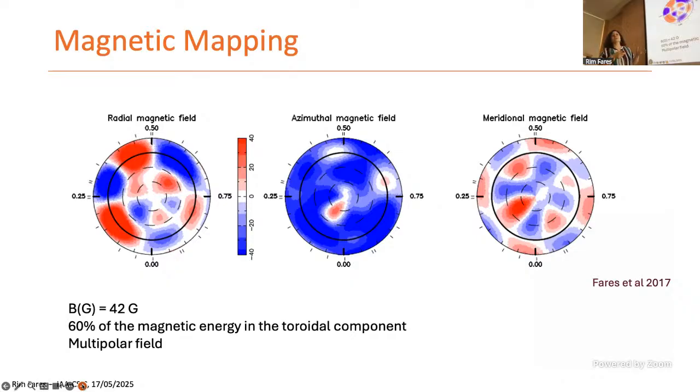And when you reconstruct the magnetic field, you reconstruct the radial, azimuthal, and meridional components. You know where the magnetic regions are. You can calculate the strength of the field. For this star, it's about 42 for this particular epoch.